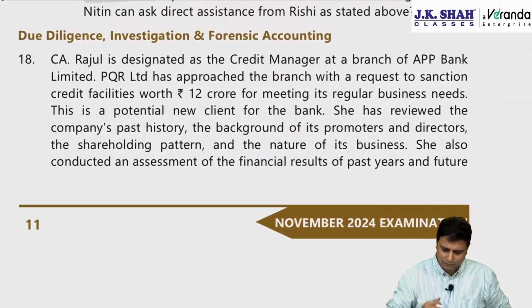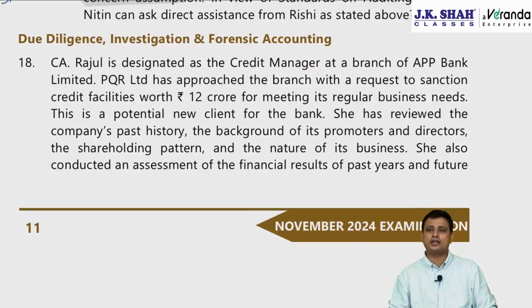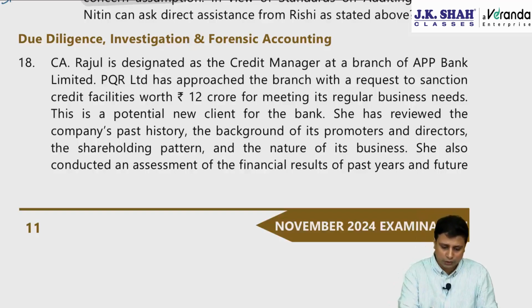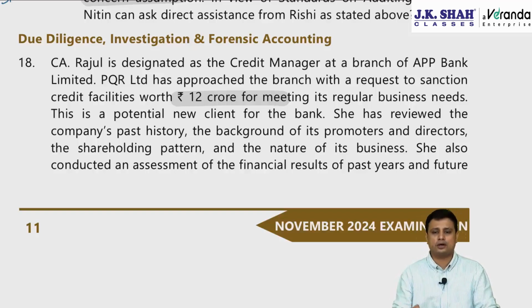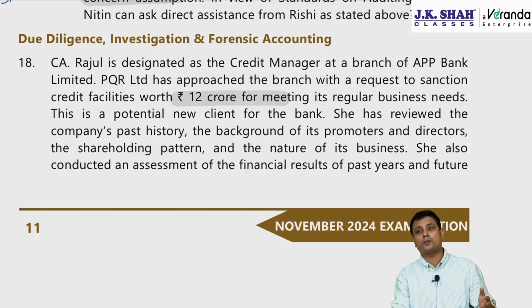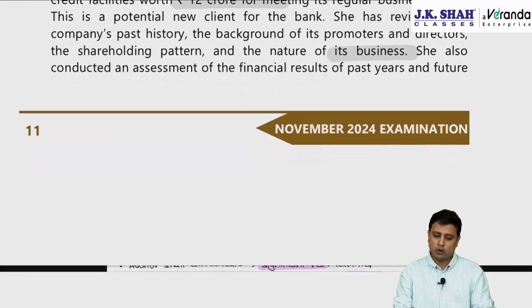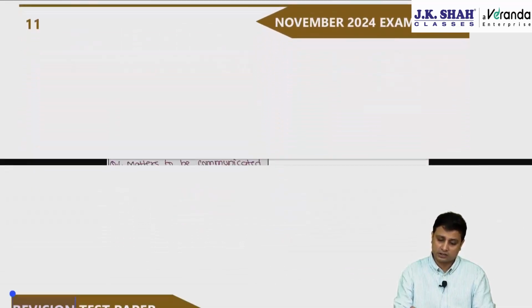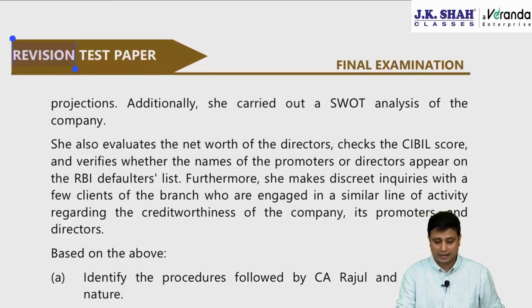Question 18, a basic question. CA Rajul is designated as credit manager at a branch of AAP Bank Limited. PQR has approached the bank branch with a request to sanction credit facilities worth rupees 12 crores for meeting its regular business needs. It is a potential new client of the bank. She has reviewed the company's past history, background of the promoters and directors, shareholding pattern, and the nature of its business. She also conducted an assessment of the financial results of the past and future projections. Additionally, she carried out SWOT analysis.